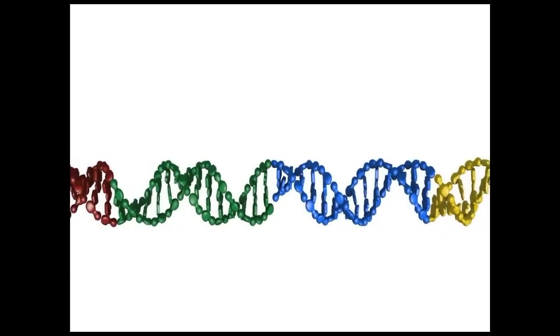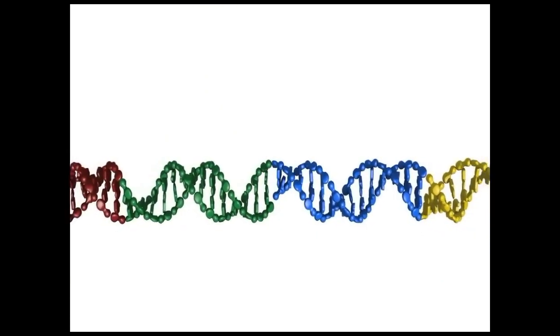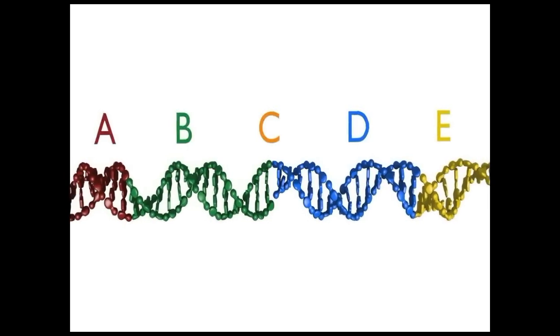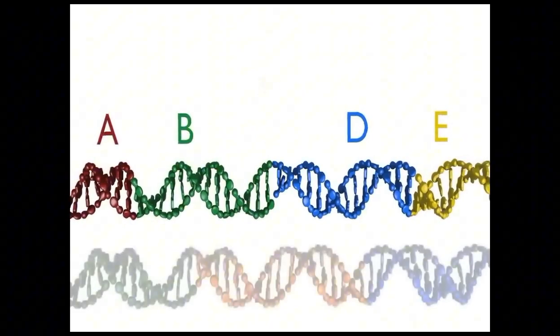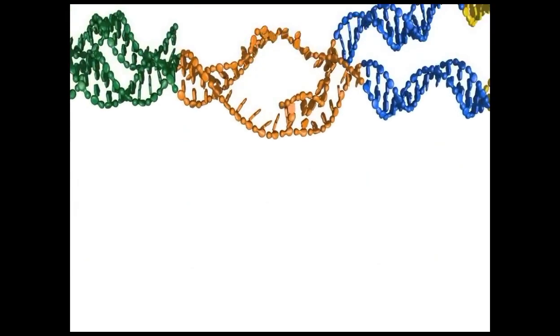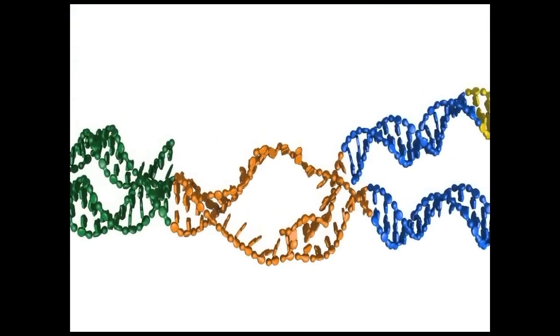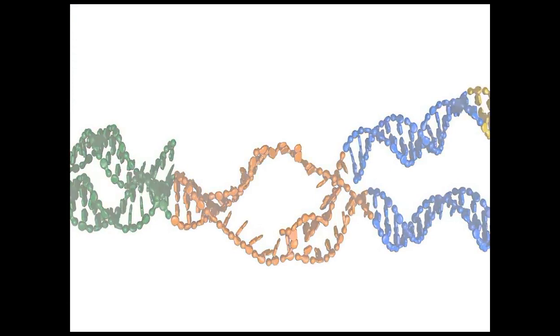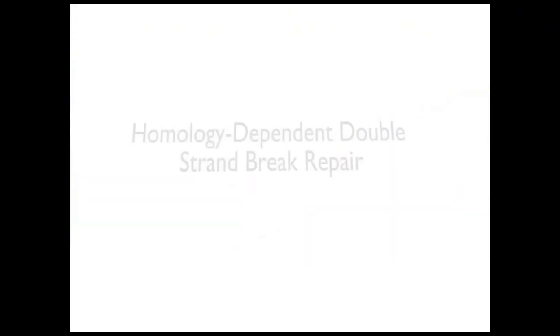In this case, joining does not restore the DNA to its pre-break ABCDE sequence because the C region was removed by nuclease digestion. We see how a DNA double-strand break can be repaired without deletion or imprecise joining in another video, on how to repair a double-strand break by homology-dependent double-strand break repair.